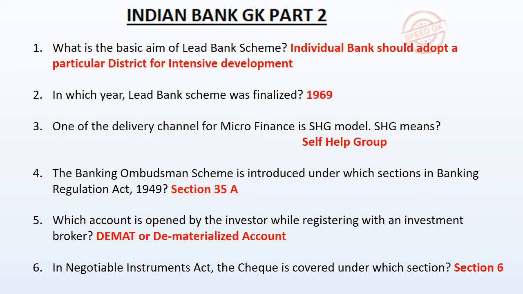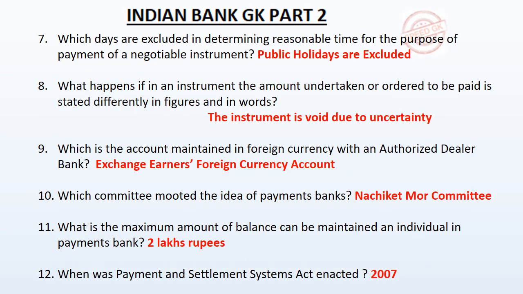The Banking Ombudsman Scheme is introduced under which sections in Banking Regulation Act, 1949? Section 35A. Which account is opened by the investor while registering with an investment broker? Demat or dematerialized account. In Negotiable Instruments Act, the check is covered under which section? Section 6.